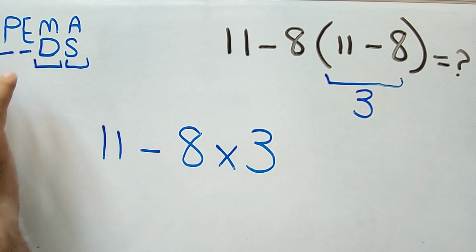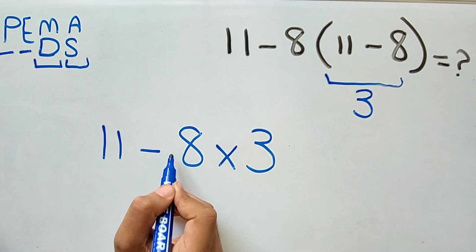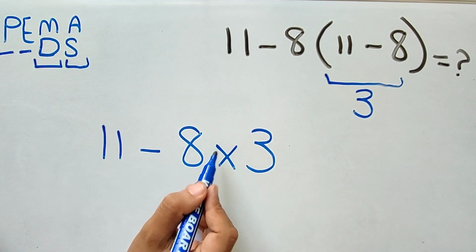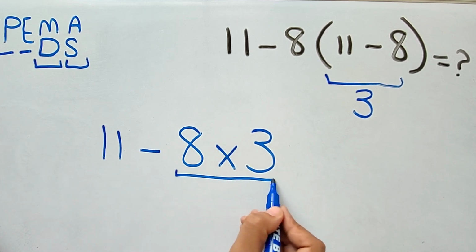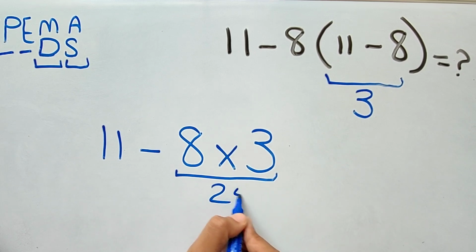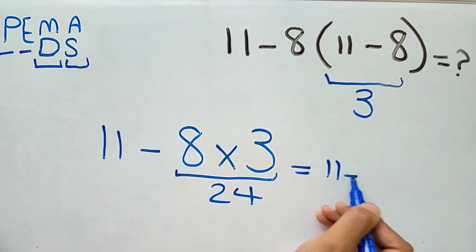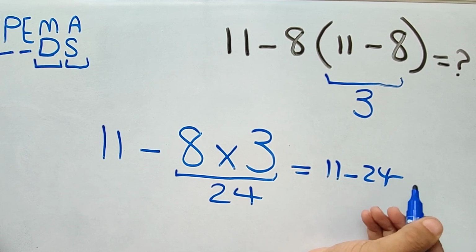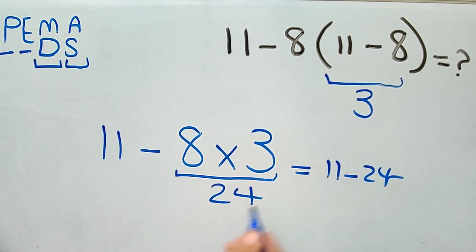And according to this rule, multiplication comes before this subtraction, so we have to solve it first. 8 times 3 gives us 24. Now we have 11 minus 24. And this expression gives us 13. The final answer is 13.